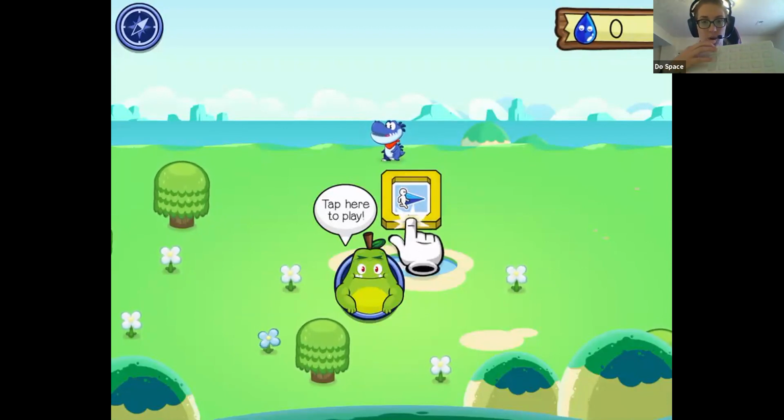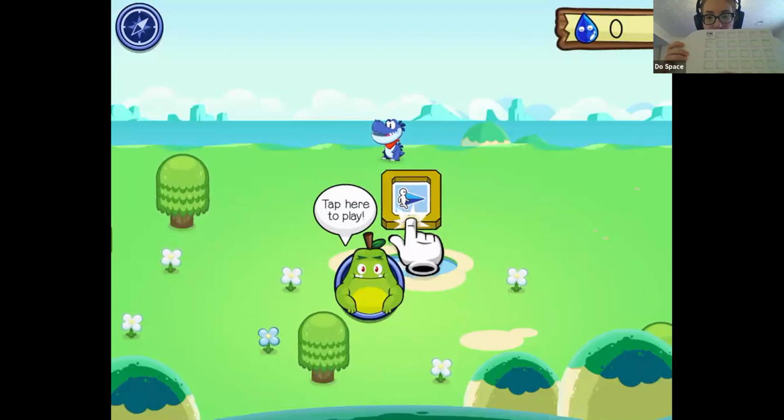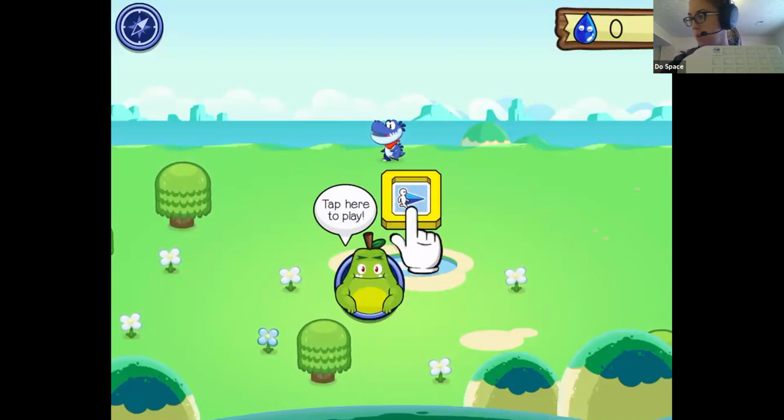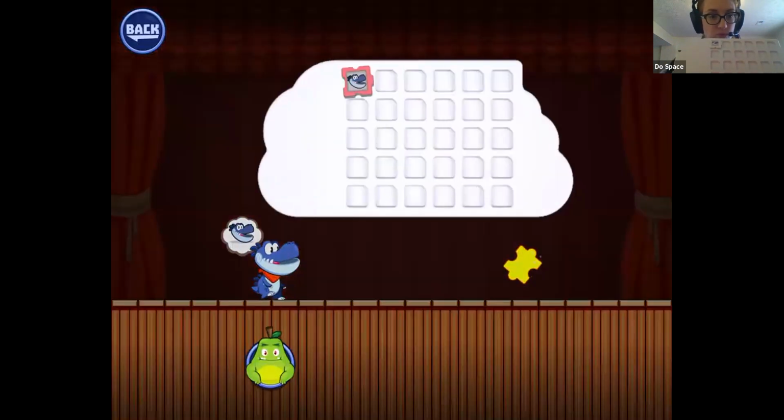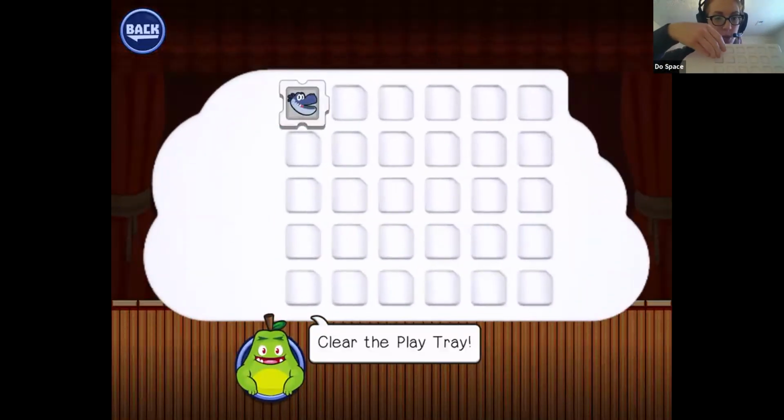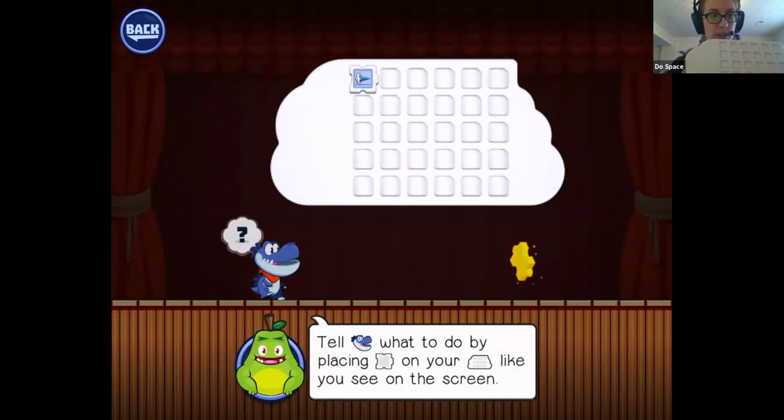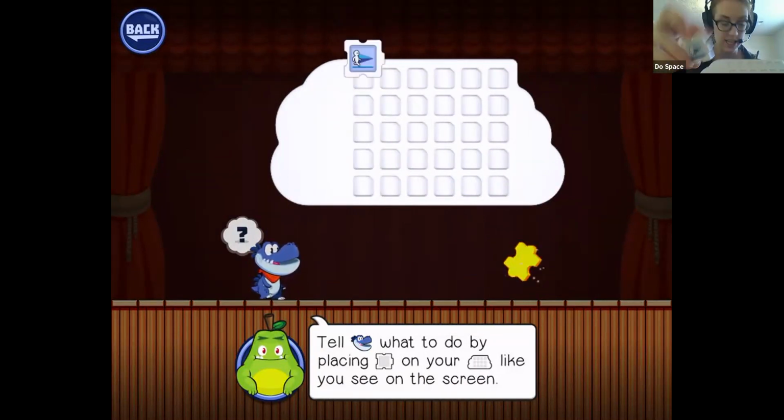Okay, so this is my little playboard, right? And I'm going to tap where it tells me to tap. And I'm going to clear the play tray. I want to tell our Dino friend what to do by placing different tiles on our board. So I have all these different tiles, and I'm going to find the one that I see on the board. I'm looking for a blue one. There we go. That looks like this. I'm looking for a blue one that looks like this. So I'm going to put it.